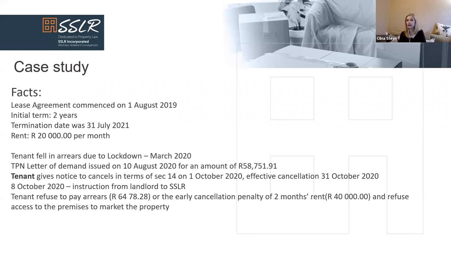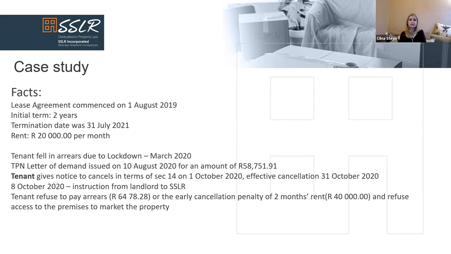The landlord didn't want to cancel at the time because the tenant was clearly trying to make payment, and the landlord felt bad about it. But suddenly, and out of the blue, on the 1st of October, the tenant gave notice to the landlord of cancellation to be effective on the 31st of October, 2020. So the poor landlord was like, huh, what is happening here? Instructed us on the 8th of October 2020.